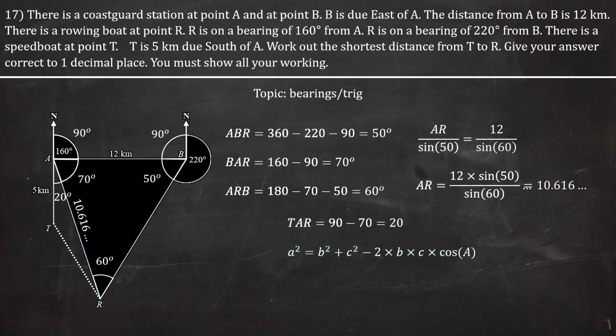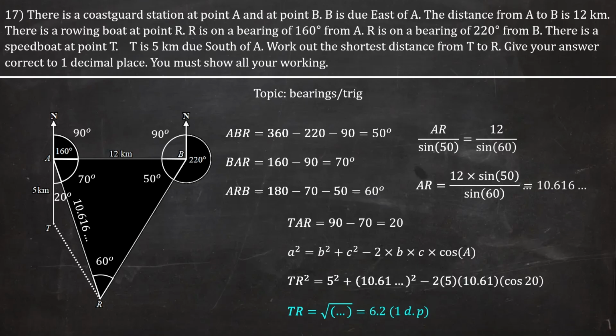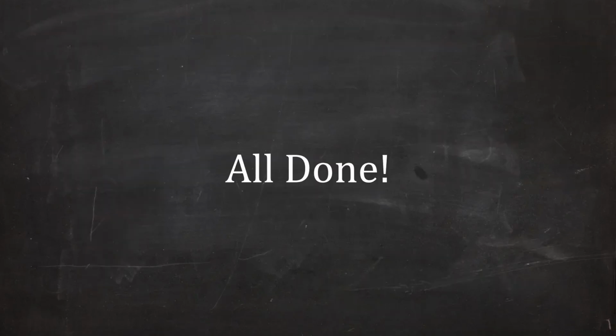So in our case, we're going to get TR squared equals the other two sides, don't matter the order, 5 squared plus 10.61, etc. squared, minus 2 times 5 times 10.61, etc. times cos 20. You get that TR is the square root of that massive thing, and you put it in your calculator and it gives you 6.2 to 1 decimal place. That's it for this one.